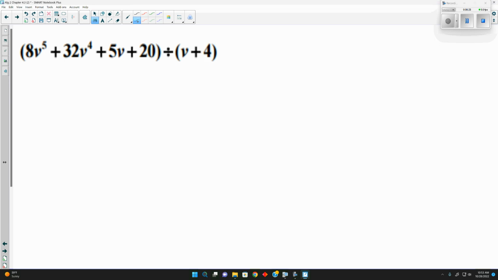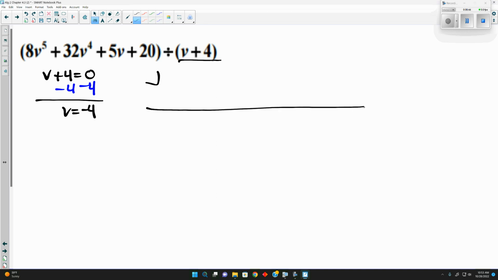Okay, so we look at this one here. The first thing we need to do is solve v plus 4 for v. So we said v plus 4 equals 0. So v is equal to negative 4. We would put negative 4 up here.